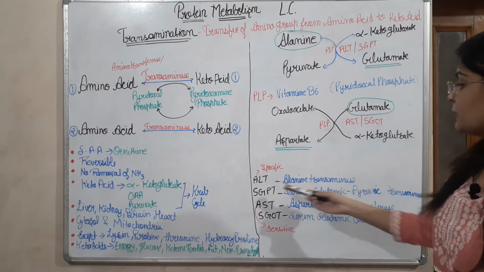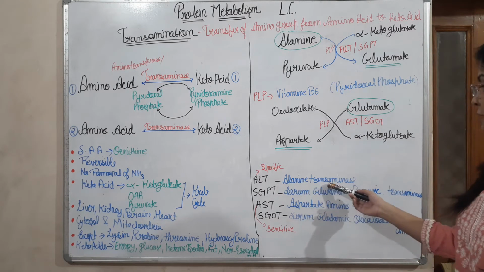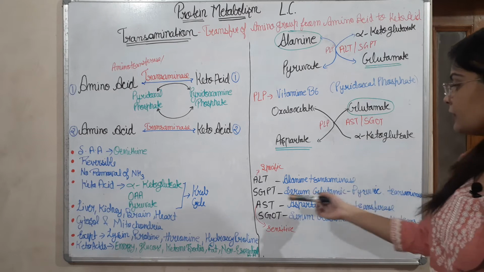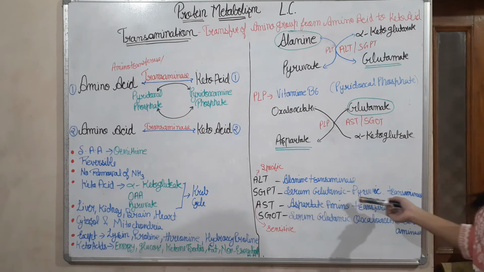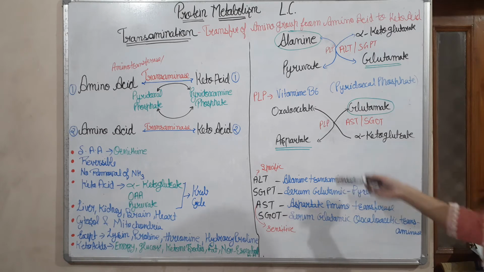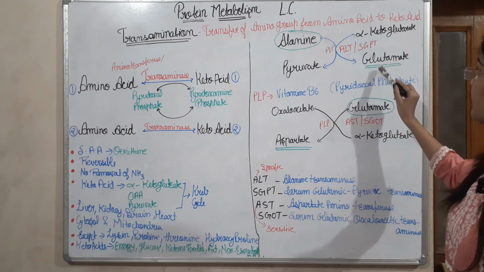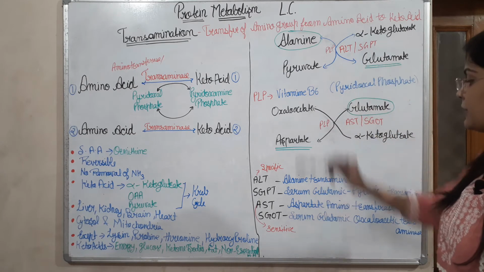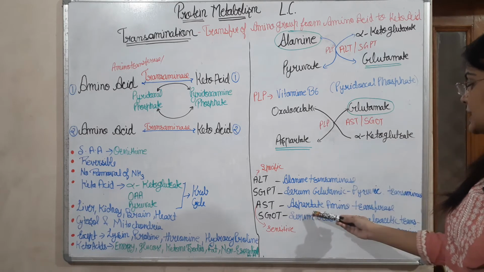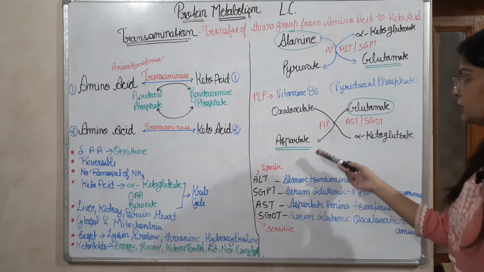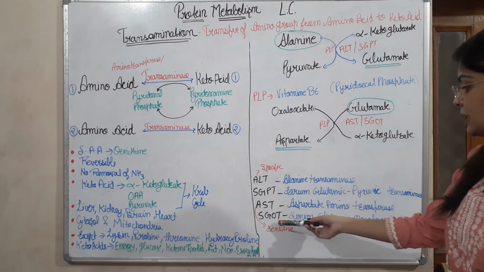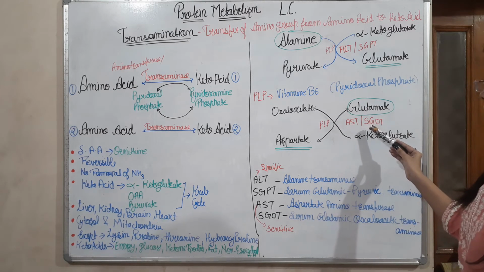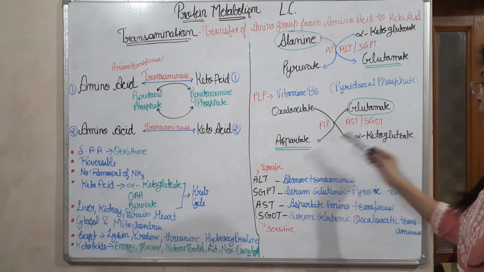So, what are the full forms of the enzymes? ALT is alanine transaminase, that is why it is playing a role here in the alanine. And SGPT is serum glutamic pyruvic transaminase. Here in SGPT, G means glutamate and P means pyruvate, so you can remember it as GP, glutamate and pyruvate. And AST is aspartate aminotransferase, that is why it is playing a role in the aspartate metabolism. And SGOT is serum glutamic oxaloacetic transaminase, it means G for the glutamate and O for the oxaloacetate.